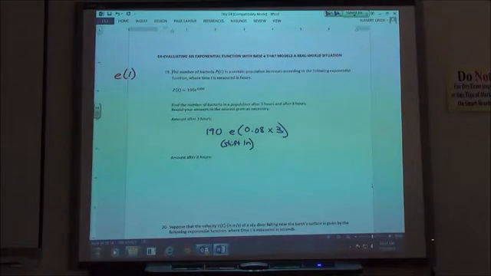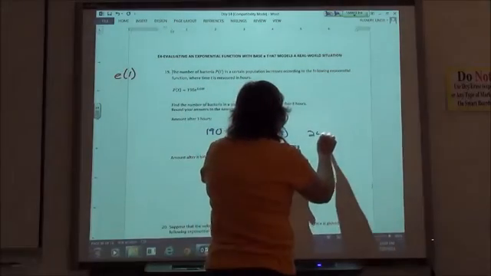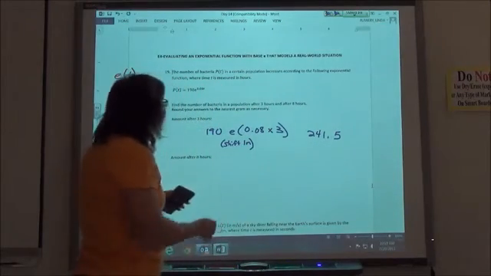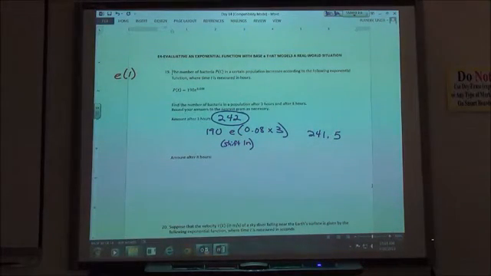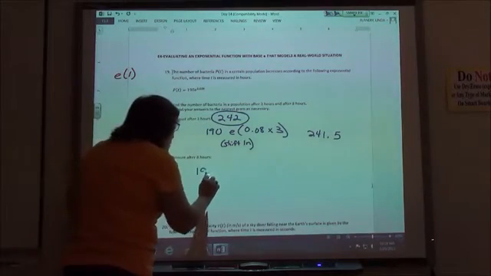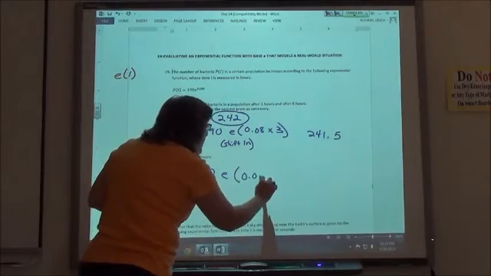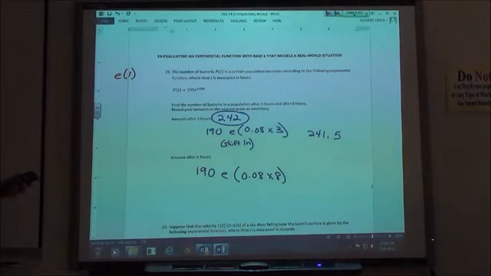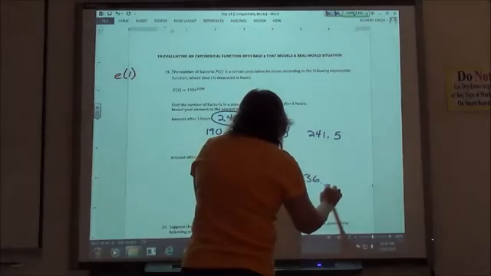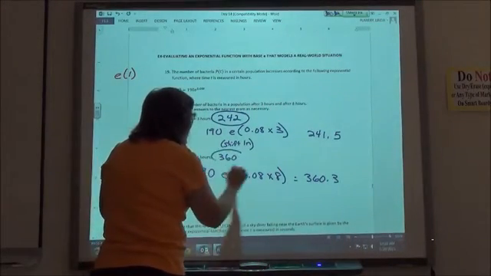So 190, shift, natural log button, you should see the e on your calculator, parentheses, 0.08 times 3, close my parentheses, and I get 241.5. We're rounding to the nearest gram, so 242. Same thing, but now we're going to do 8 hours. We start with the 190, we want the e in there, 0.08 times 8. So 190, shift, natural log, in parentheses, 0.08 times 8, close my parenthesis, and I get 360.3. Rounding to the nearest gram, 360.